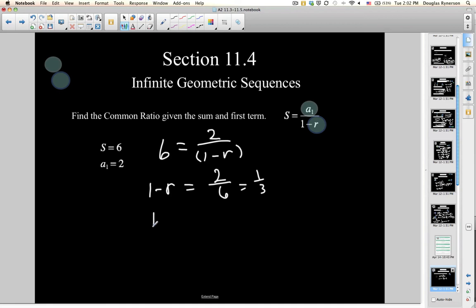So now I have 1. I'm going to add r to either side. Is r plus 1/3. And if I subtract 1/3 from either side, I'll get 2/3 is equal to r. Okay, so by supplying me with the sum of the infinite series and a sub 1, I'm able to find r.